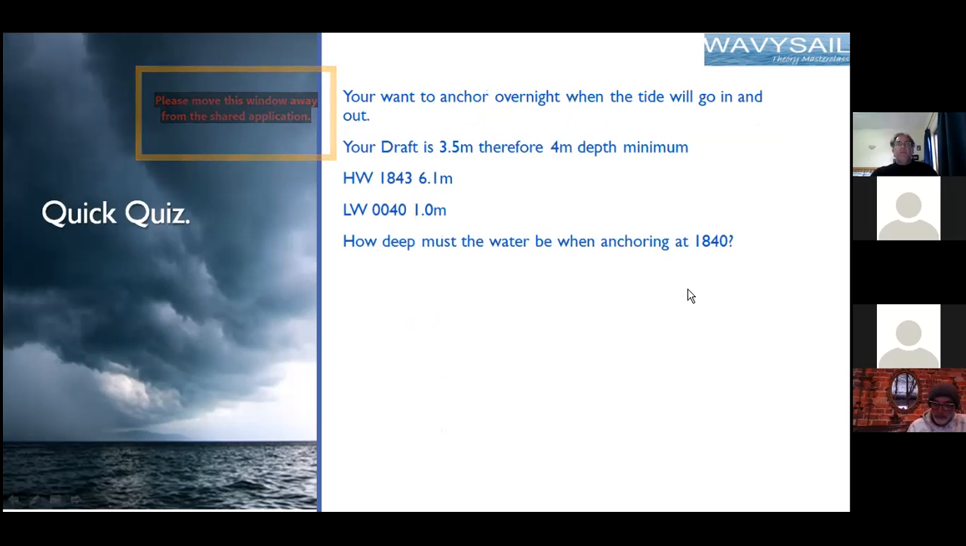Okay. You want to anchor overnight when the tide will go in and out. Your draft is 3.5 meters, therefore 4 meters minimum, so you've got a little bit under the boat. You've got your high water at 1843, 6.1 meters, low water at 0040, 1 meter. How deep must the water be when I'm anchoring at 1840? So we know we're anchoring at high water. So we need to look at our range. What's it going to be at midnight?